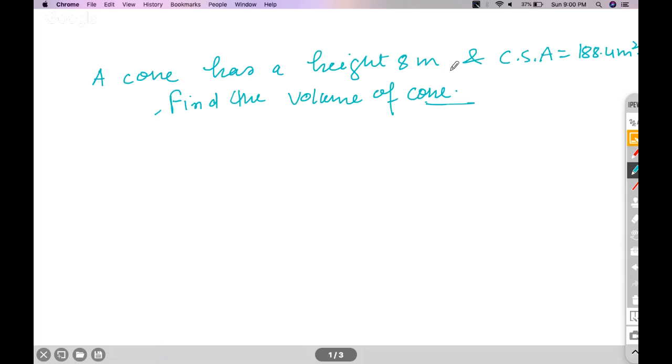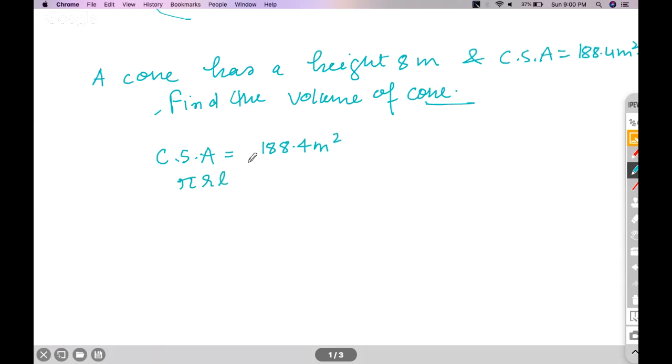Okay, let me solve this question as I have not got any answer. So the question is that curved surface area is equal to 188.4 meter square. What is curved surface area?